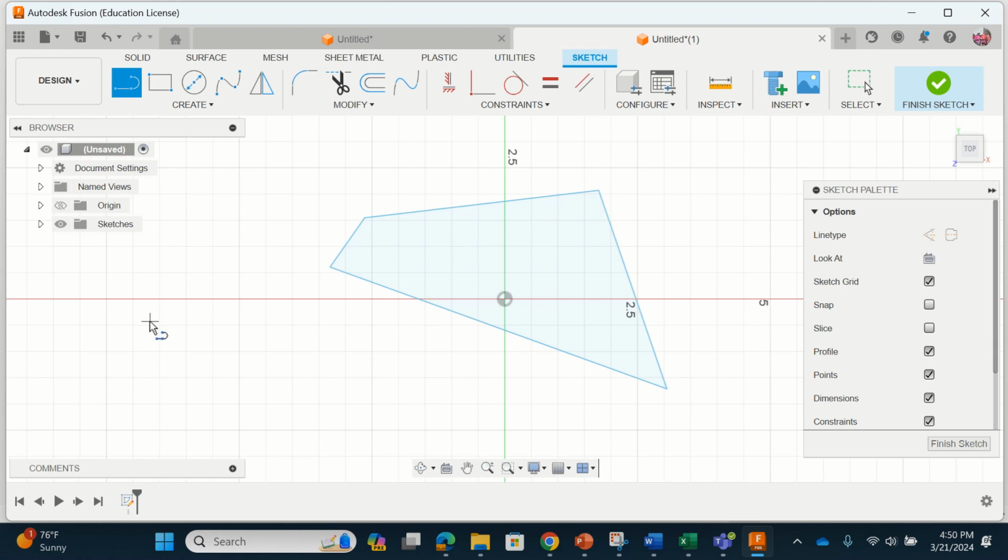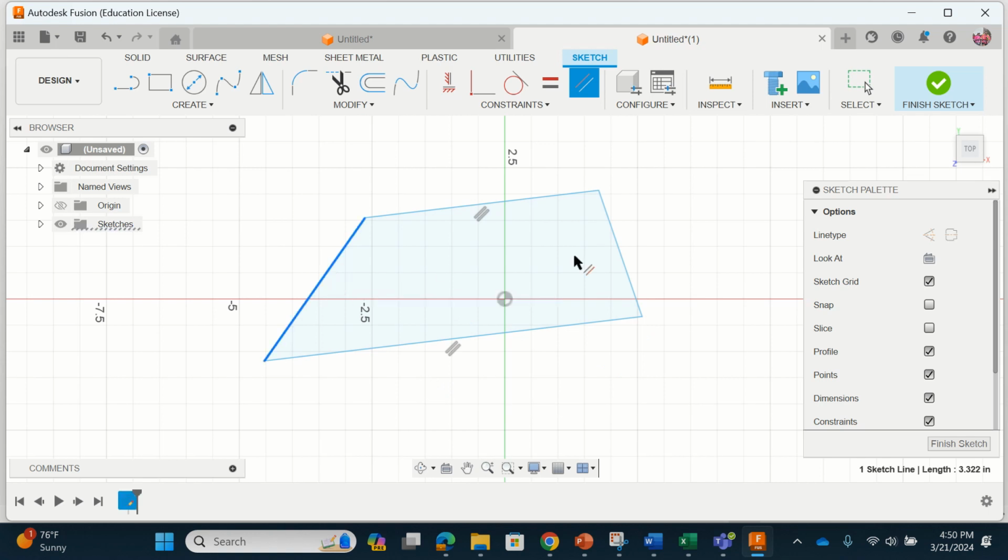And as before, in order to make this a parallelogram, I need opposite sides to be parallel. And now I need 2 more sides to be parallel. Now I have my parallelogram.